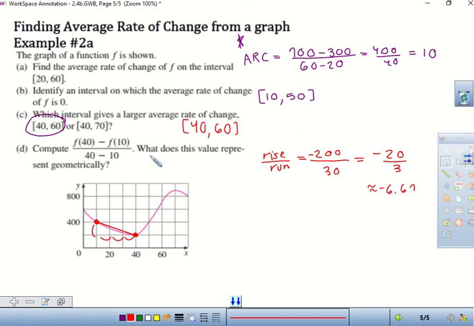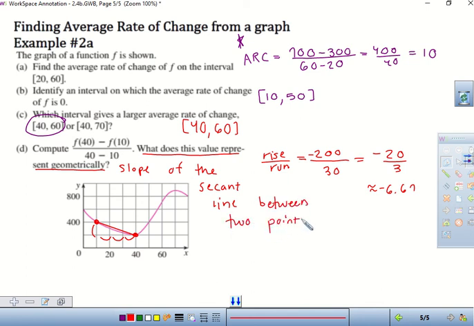And then lastly, it asks what that value represents geometrically. It represents the slope of the secant line between 2 points. So the main conceptual takeaway, other than just the calculations, is to understand that anytime you calculate an average rate of change, you're essentially finding the slope of the secant line between those 2 points.